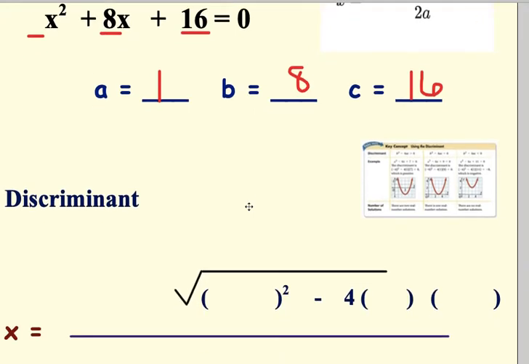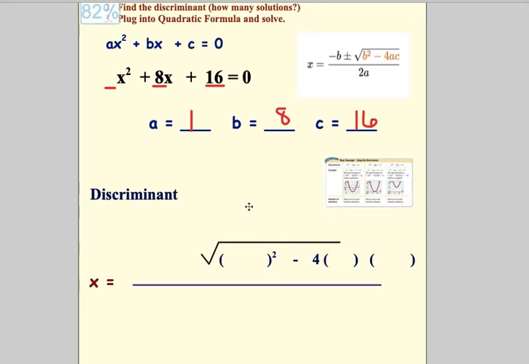Okay, so what I'm going to do is plug this into this right here, and I'm going to remember that I got to go in the opposite of my B. So the opposite of my B is a negative 8. I'm always going to do this plus or minus. I'm going to do B squared, that's 8 squared, and then my A is 1, and my C is 16. Then I'm going to have it over 2 times my A value.